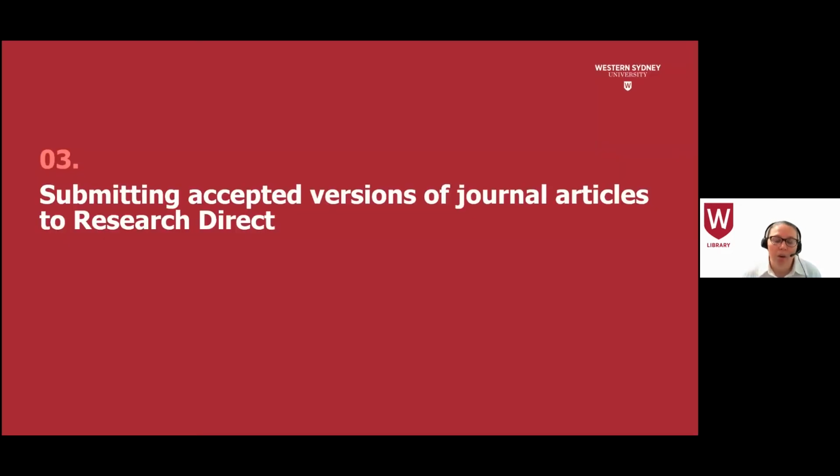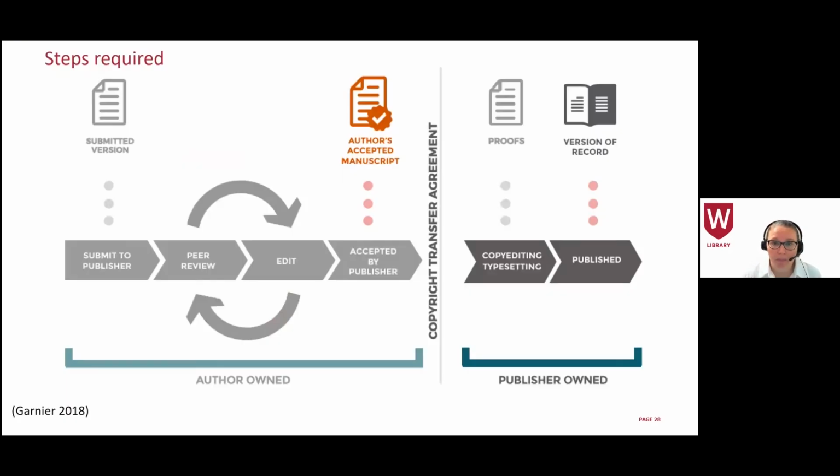Okay, so we talked about accepted versions before, so we're going to go into a bit more detail now about how to submit accepted versions of journal articles to Research Direct to make your open access green category.